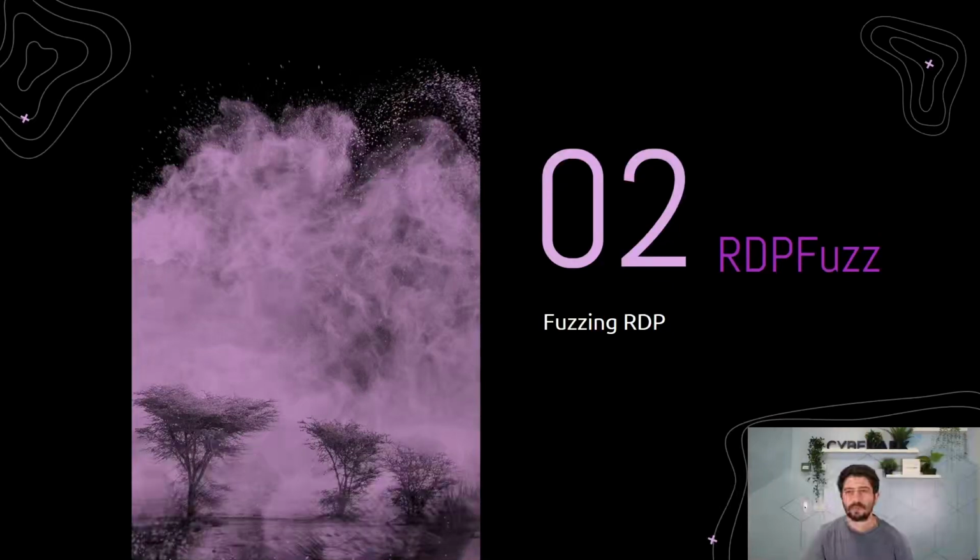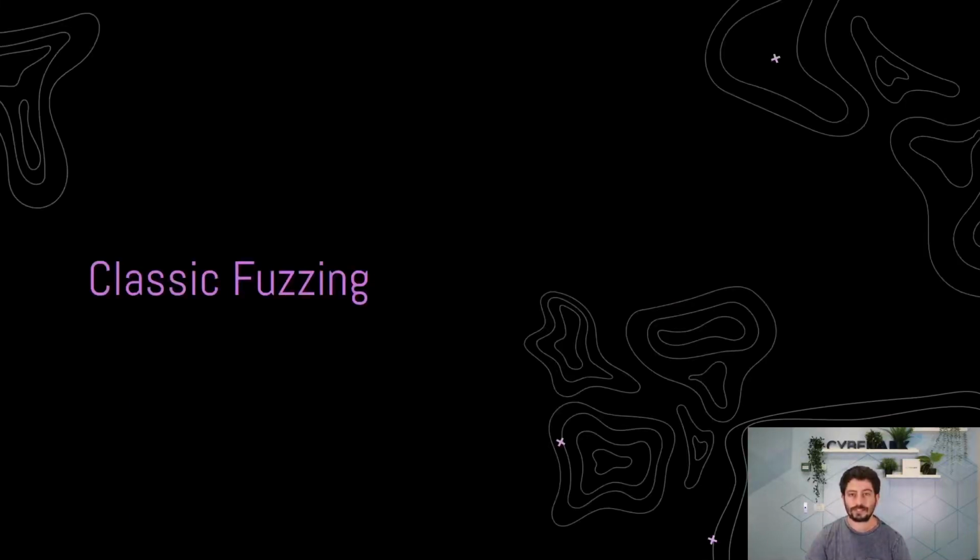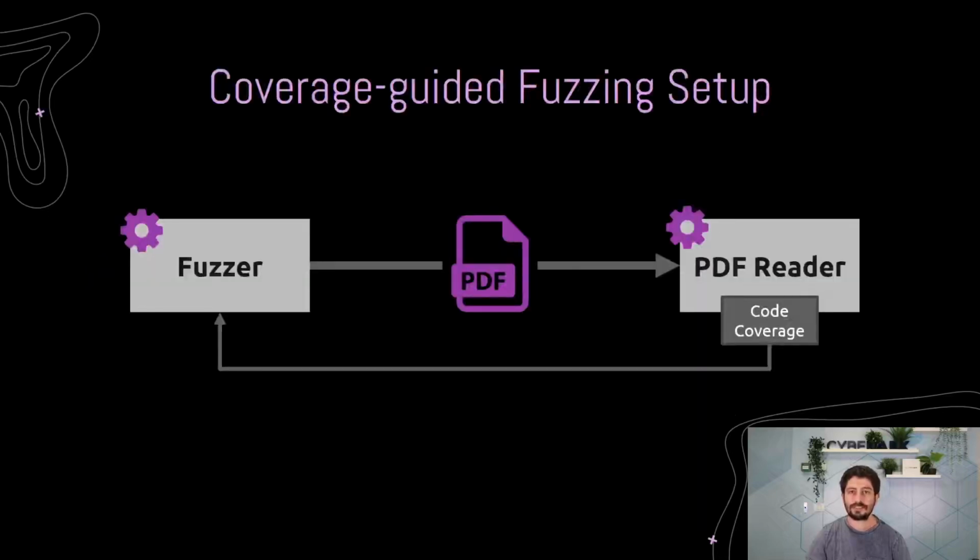Okay, so now that we understand RDP and the potential damage of a vulnerability in it, let's talk about how to fuzz it. But before we can do that, let's talk about fuzzing in general. So this is a classic setup of what fuzzing looks like. On the right-hand side, we have our target process. And on the left, we have the fuzzer that generates test cases and inputs them into the target. Additionally, we have the code coverage engine that tracks the execution flow of the target and reports it back to the fuzzer. So in this example, the target is a PDF reader, and the fuzzer generates PDF files and opens them with the reader. Pretty straightforward.